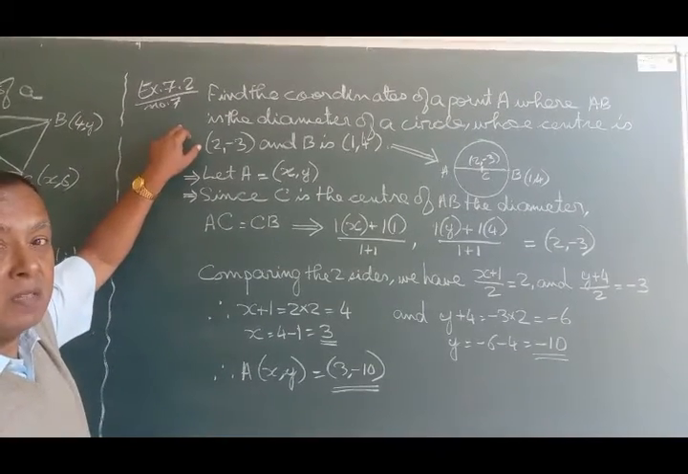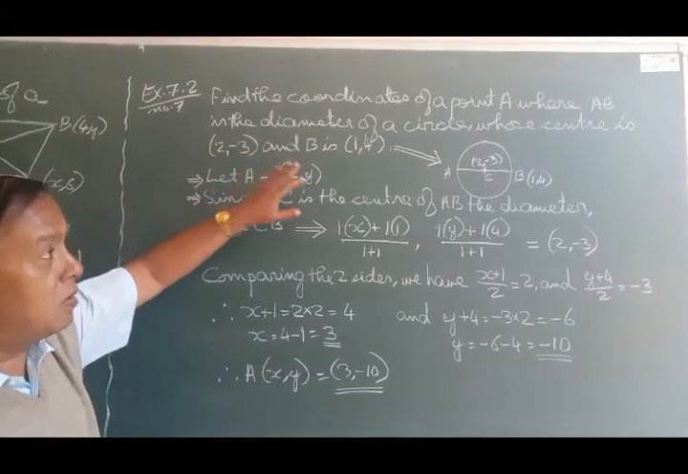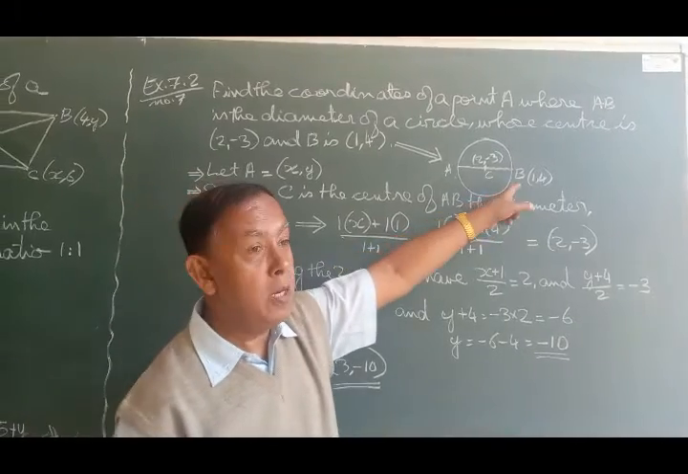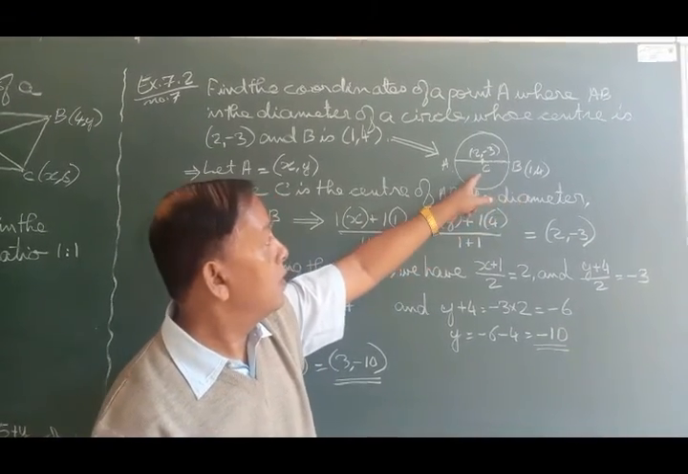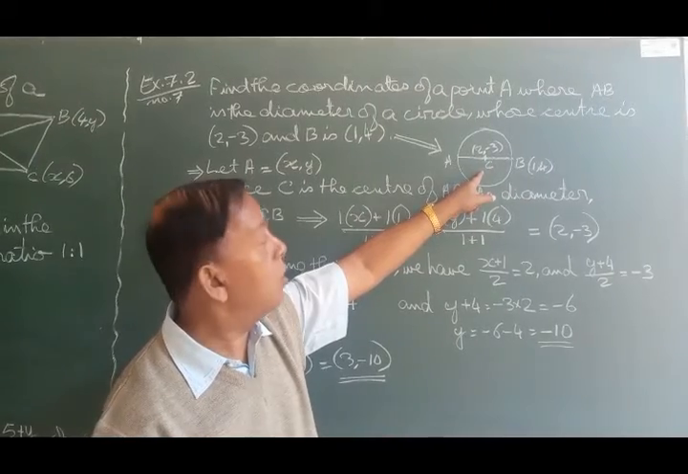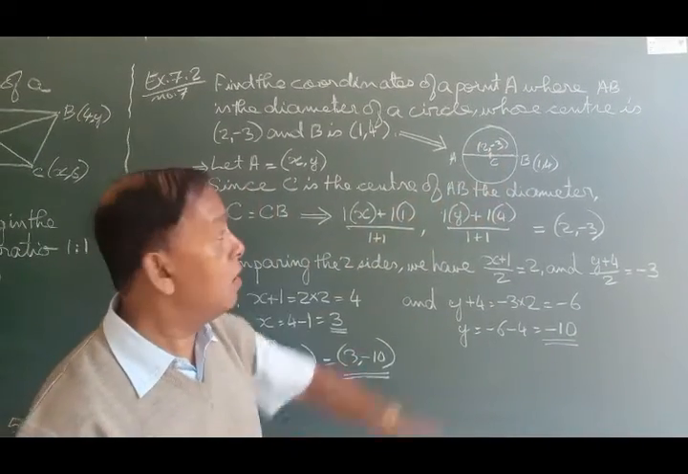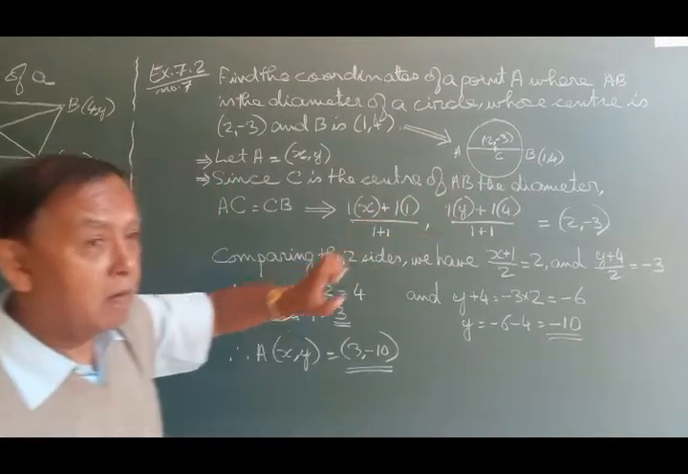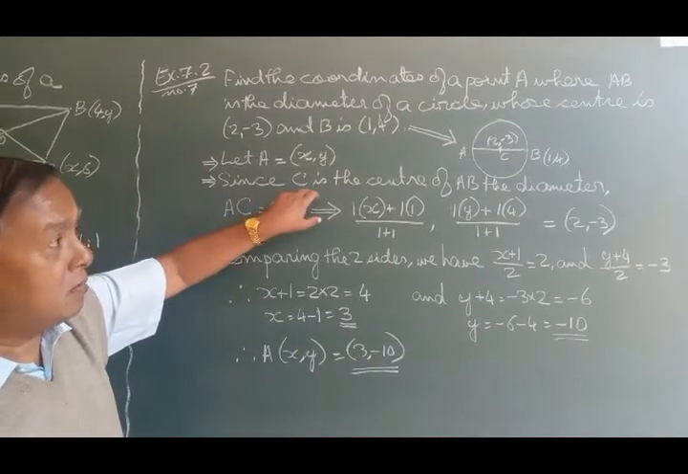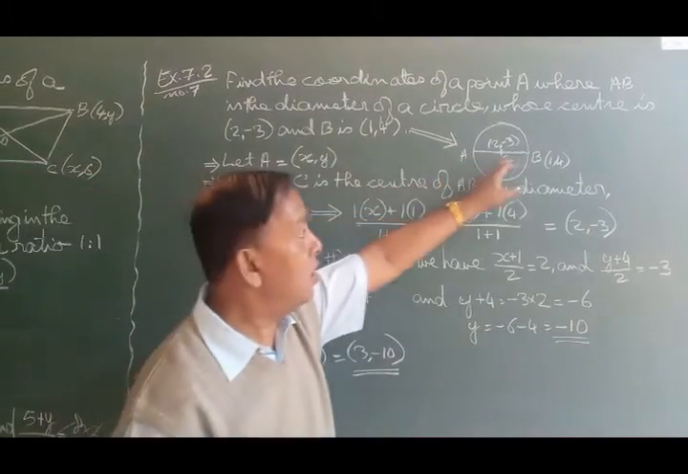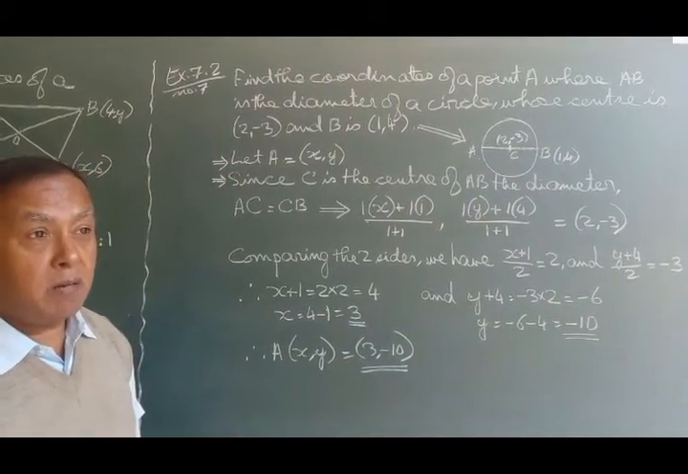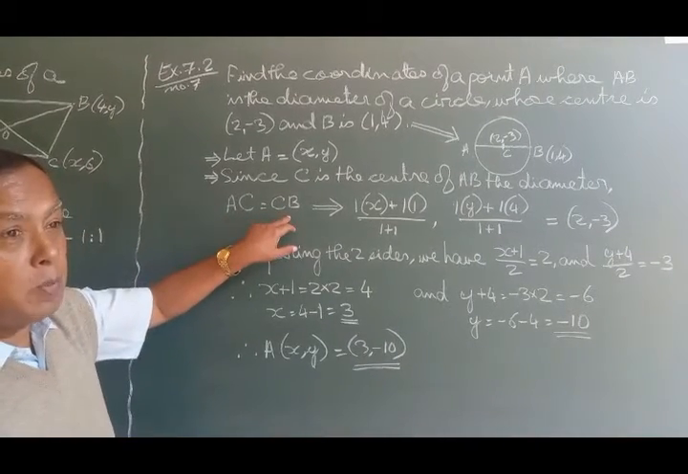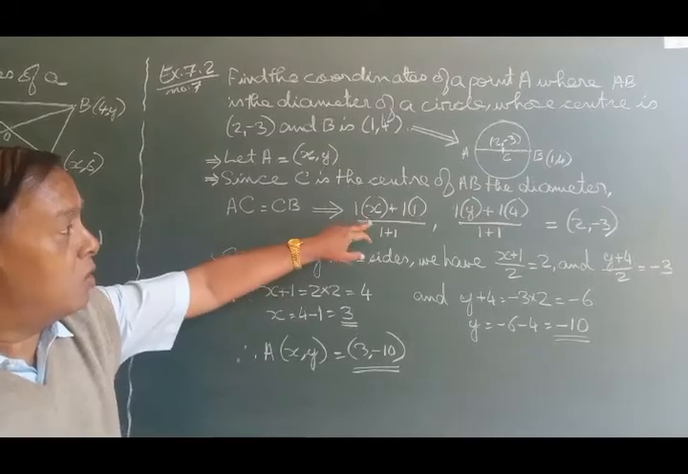Question number 7, and what are we asked? There is a circle, diameter AB, B has coordinates 1, 4, and this is the center of the circle, with coordinates 2 and minus 3, and we are asked what is the coordinate of A. Being the center, we know that AC will be equal to CB. That means the ratio is 1 is to 1. Therefore, we say AC is equal to CB, 1 is to 1.